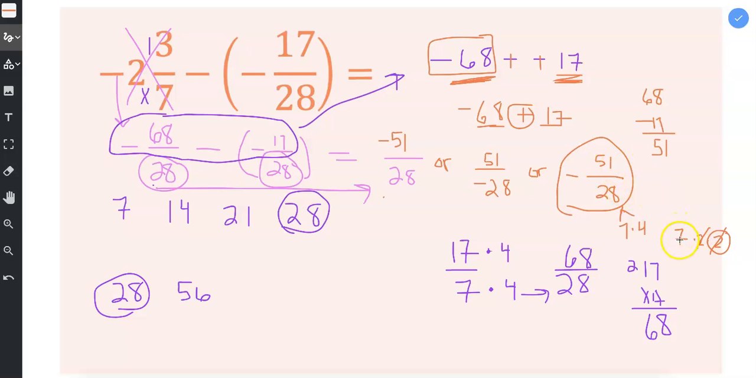And 51 I know is not a multiple of 7. 7 times 7 is 49. 7 times 8 is 56. So I know that that is really as simple as possible. I want to make sure that I talked you through my reasoning. I realized that I hadn't explained that this was reduced properly.